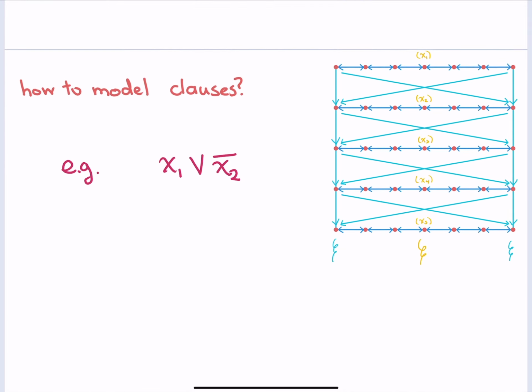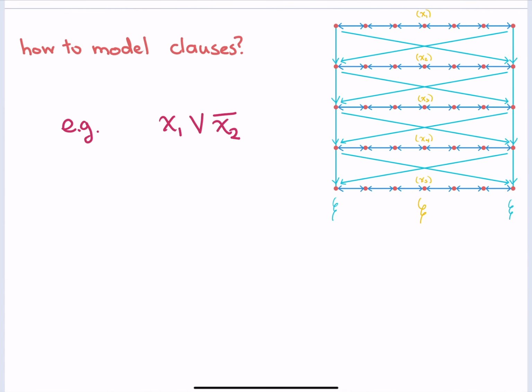All right, the next question is, let's take a simple clause like x1 or not x2. Given this ladder style construction we have going, how can I model a clause? We should probably at least introduce a vertex for the clause. So you're going to introduce at least one vertex for a clause. Good. So how am I going to connect it into this overall structure?